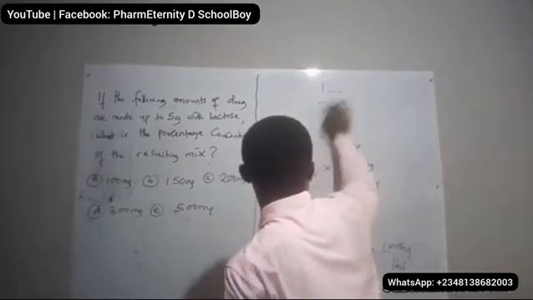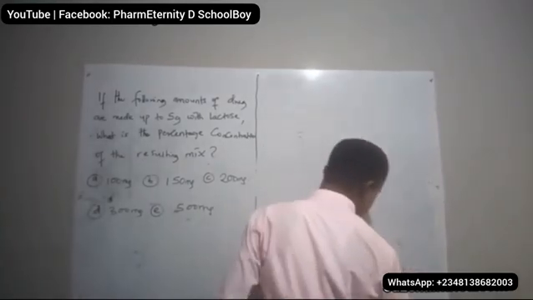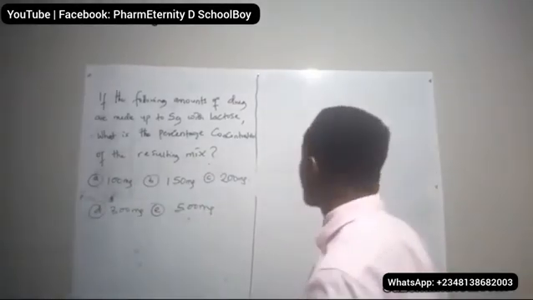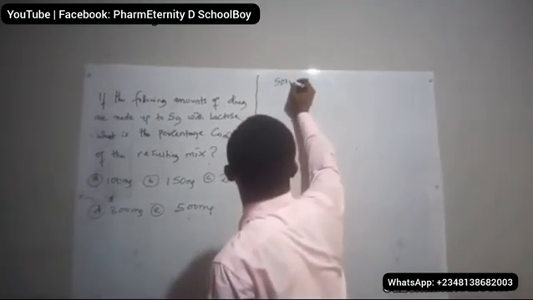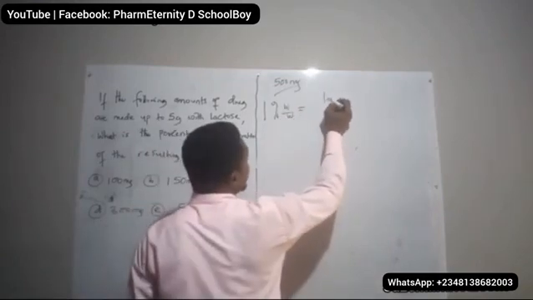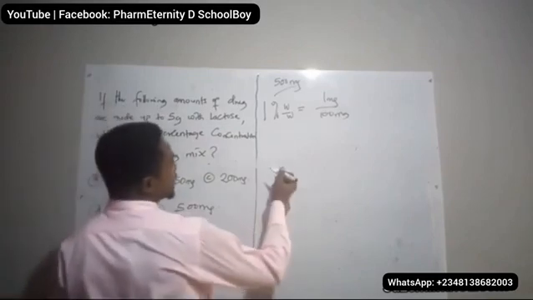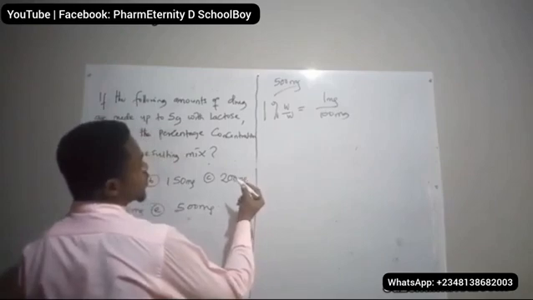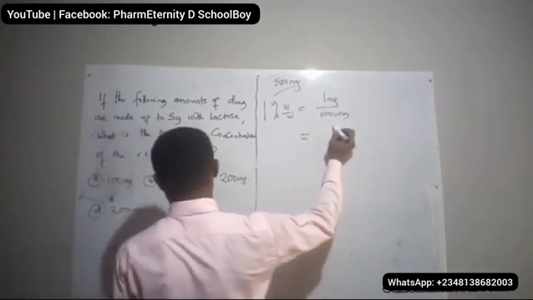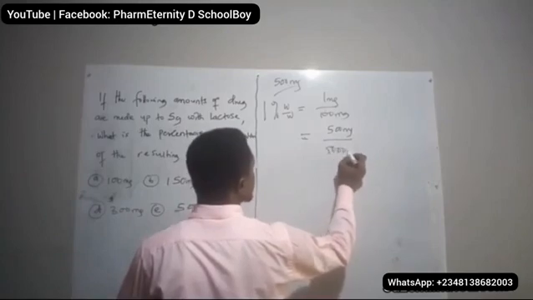Let's solve for 500 milligram. Using the same formula, 1% weight per weight is equal to 1 milligram over 100 milligram. So what it implies is this. We now have something like this, but we want to solve for 500 milligram in 5,000 milligram, which is now X.